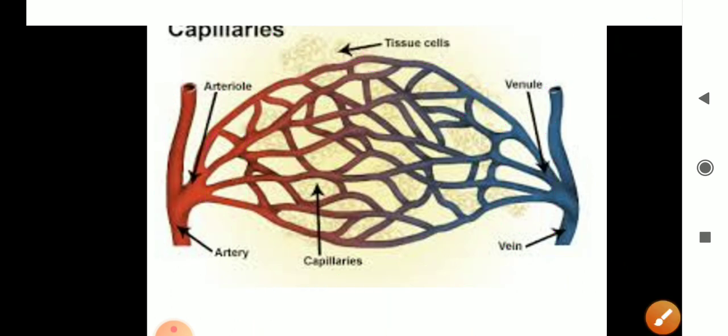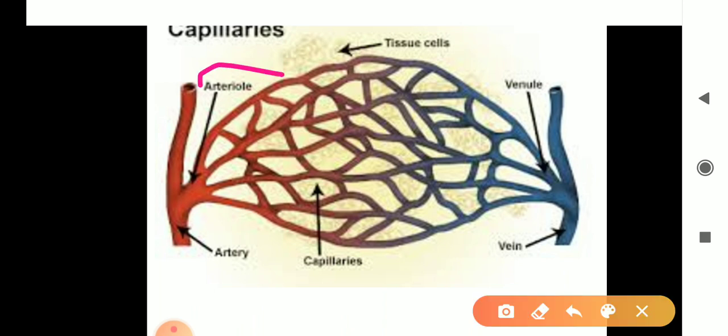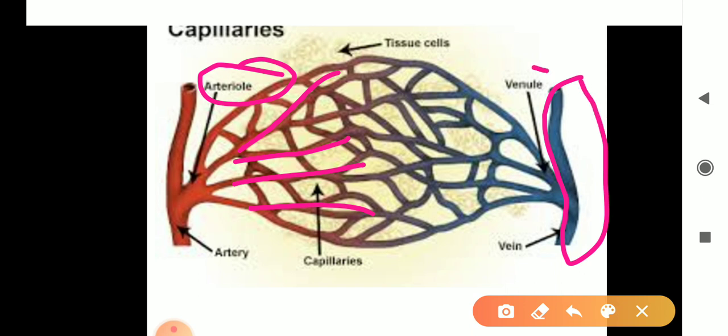Now, an artery divides into fine vessels which are called arterioles. And arterioles further divide into small, fine, hair-like vessels which are called capillaries. You can see these are the hair-like vessels called capillaries. Okay, then same here on this side, veins. You can see veins further divide into venules, and venules further divide into capillaries.